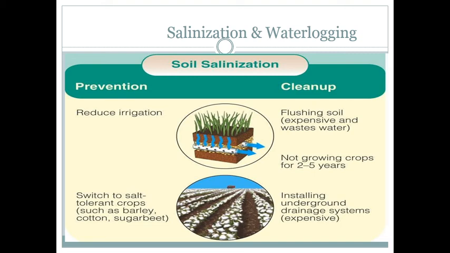So how do we prevent soil salinization? Of course, reduce irrigation and switch to salt-tolerant crops such as barley, cotton, and sugar beet. In terms of cleanup, there is flushing the soil, which is expensive and produces wastewater, and not growing crops for 2 to 5 years, so there will be changes for your crops. Another option is installing an underground drainage system. However, this is somehow expensive.